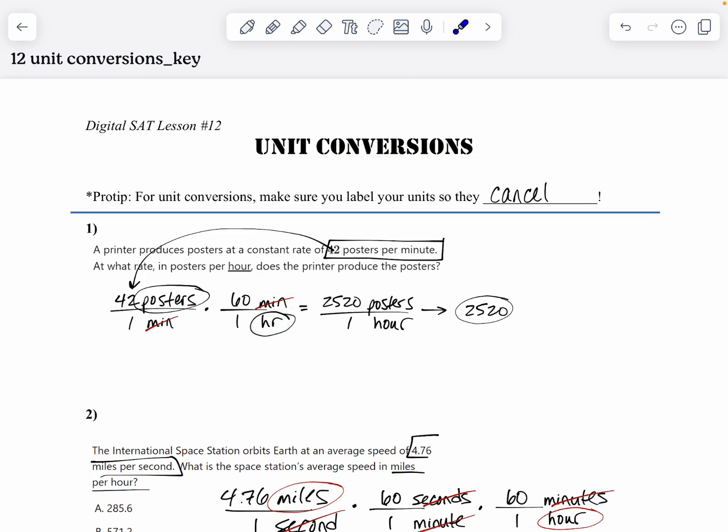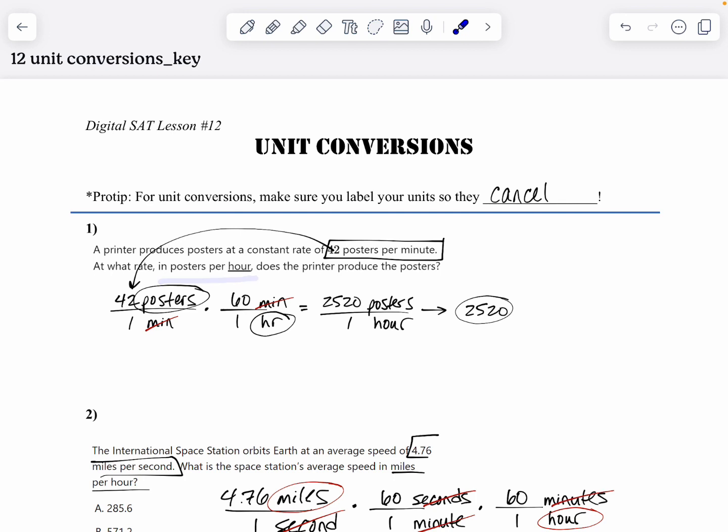So, number one, we have a printer producing posters at a rate of 42 posters per minute. For unit conversion questions, you will see a number per something. And so look for that word per, and I am going to make a fraction out of that, and I'm going to label it, okay? 42 posters per means divided by. Minute means 1 minute, right? Okay, so I've written that. And now it's asking me to convert that to posters per hour.